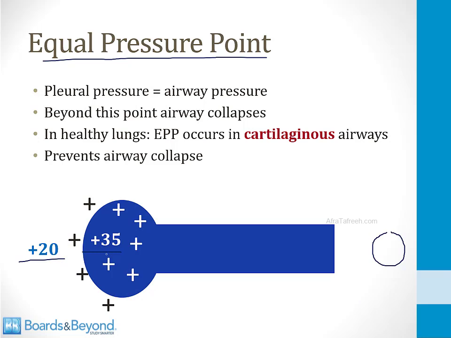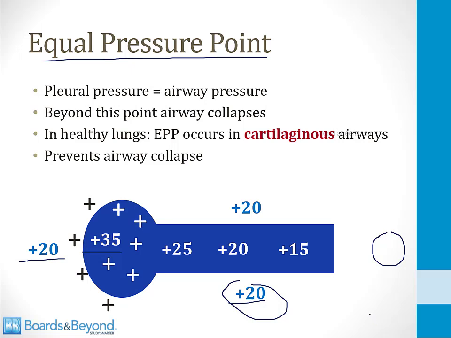Now the pressure does not go from 35 to 0 all in one step. The pressure slowly drops as you get from deep within the lungs inside the alveoli all the way out to the atmosphere. So the pressure might drop, for example, to 25 at some point, and then at some point to 20. This point, 20, is called the equal pressure point, because now the pressure inside the lungs is equal to the pleural pressure. Once you go beyond the equal pressure point, the pressure inside the respiratory system is lower than the pleural pressure, and this is where the lungs would collapse, but that doesn't happen.